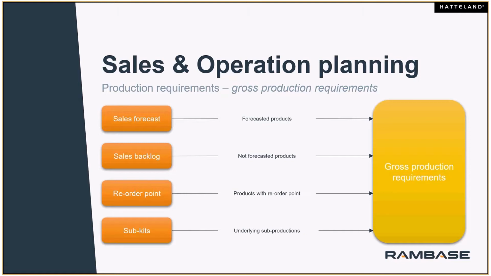Before moving on to the purchase requirements, I will present the logic and reasoning behind the numbers given in the previous overviews. To start off, the gross production requirements describe the total need before any subtractions have been done. These needs can be based on several parameters depending on what settings are enabled in the process option tab. As you can see, it can be a sales forecast, it can be sales backlog, it can be reorder point, and it can be underlying sub-productions.